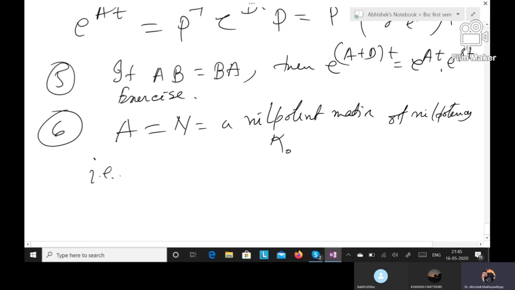That is, you can write down a to the power k naught not equal to 0, but a to the power k naught plus 1 equal to 0.